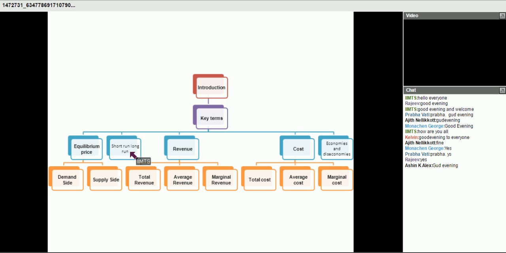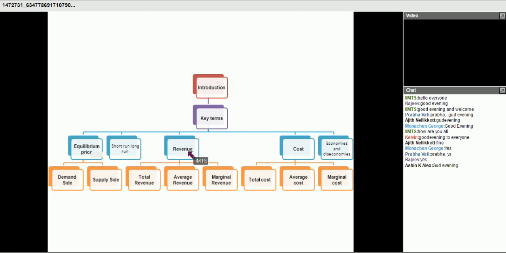Then we have discussed short run and long run also, like short run is a period less than a year and long run is more than that. Then equilibrium price. Equilibrium price is the point at which the demand and supply balance each other. That is the equilibrium price.